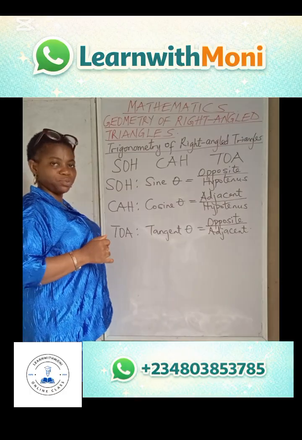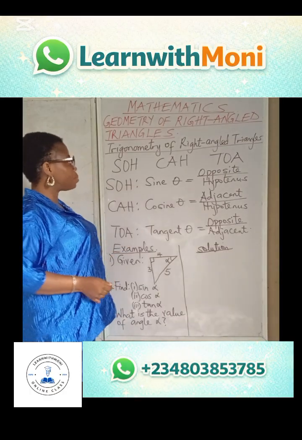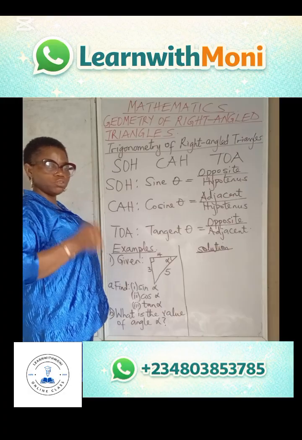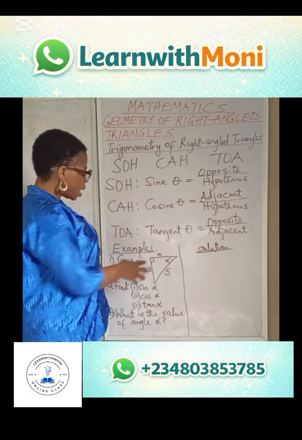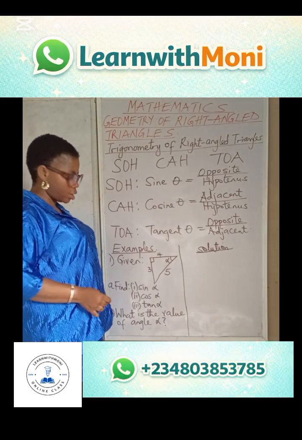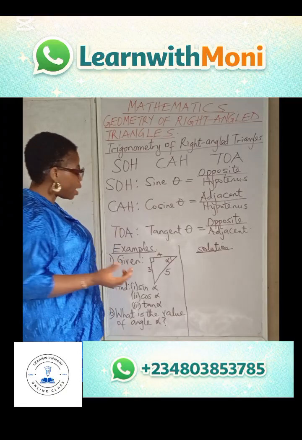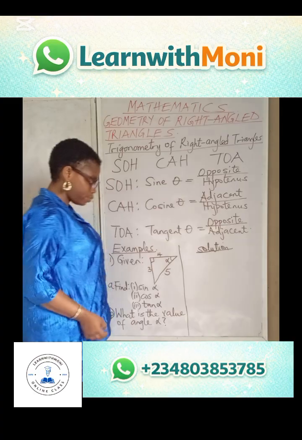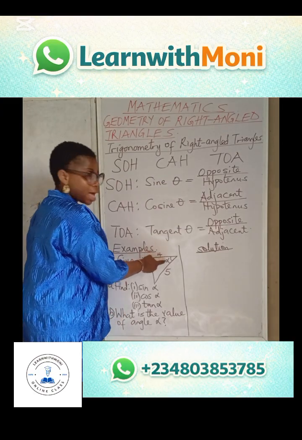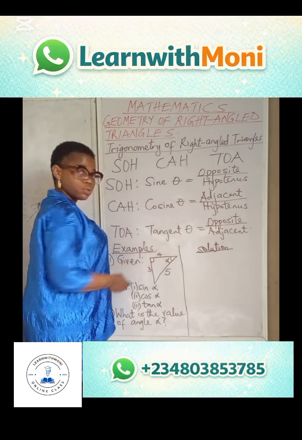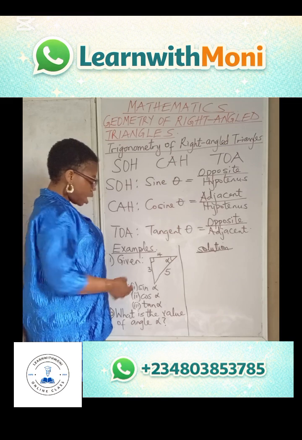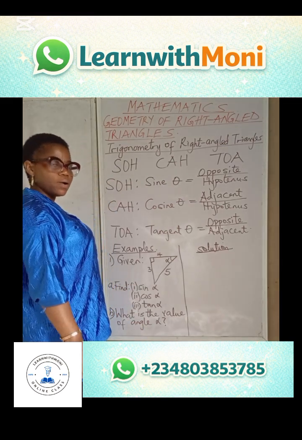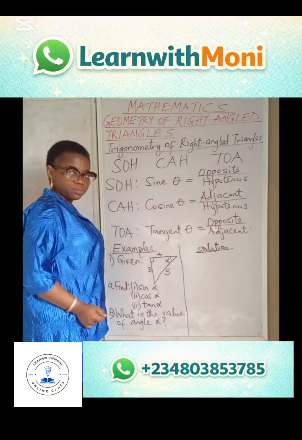Let's take examples. This is an example on trigonometry of right-angled triangle. We are given this right-angled triangle whose sides are 4, 3, and 5. And an angle is depicted for us as angle alpha. And these are the questions we are asked to answer on this problem.